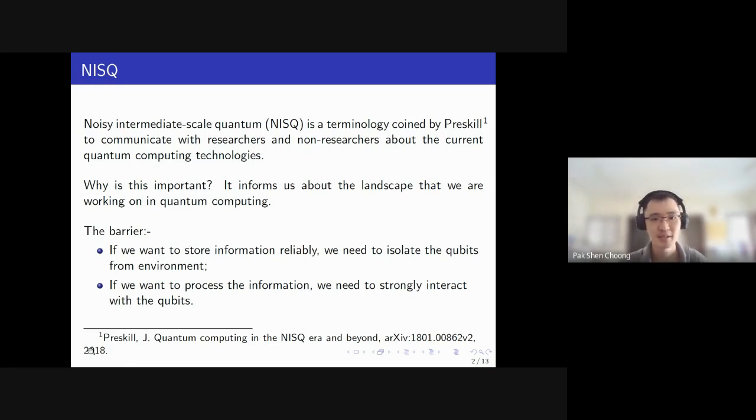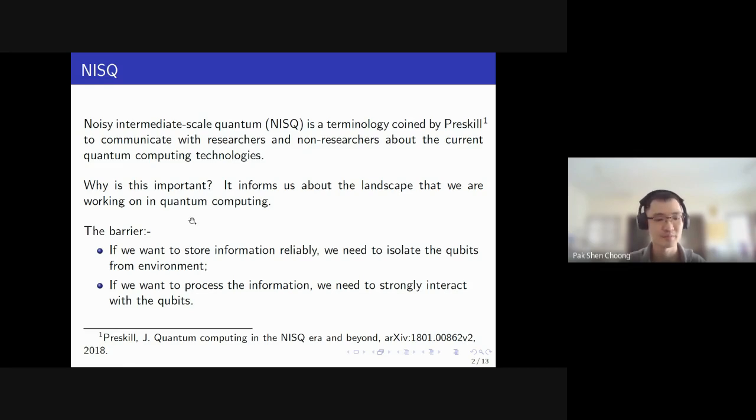So basically, this paper was written by Preskill when he was given a chance to give a discussion on the current state of quantum computing technologies, and he's trying to communicate with scientists and non-scientists such as entrepreneurs and investors. So I think in a way he's trying to manage the hype so that we don't overhype quantum computers.